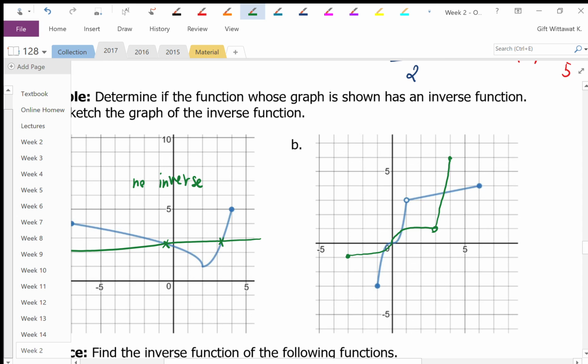So if you flip the blue graph along the line y equals x, so if you find the mirror image of the blue graph on the red line, you'll get the green graph, which is the graph of the inverse function here.